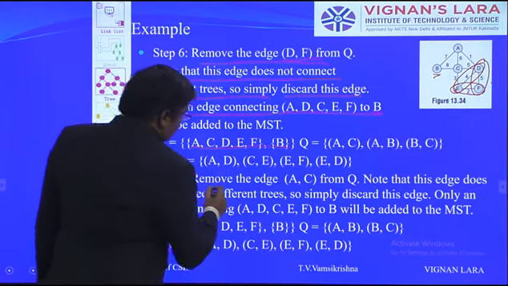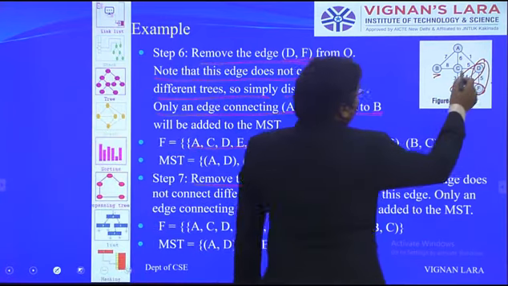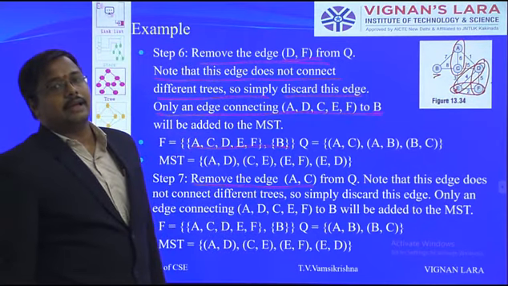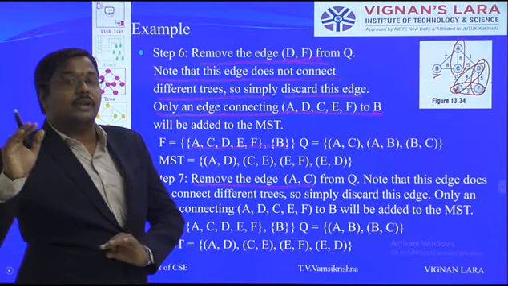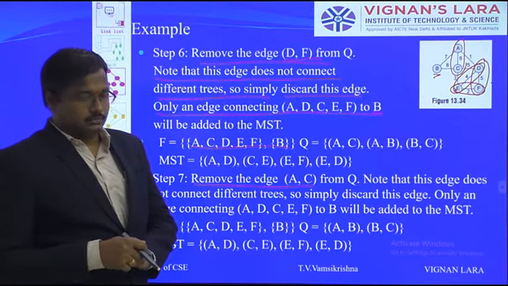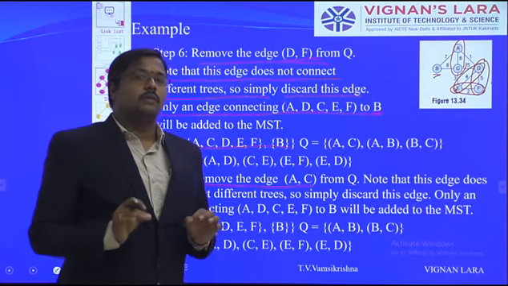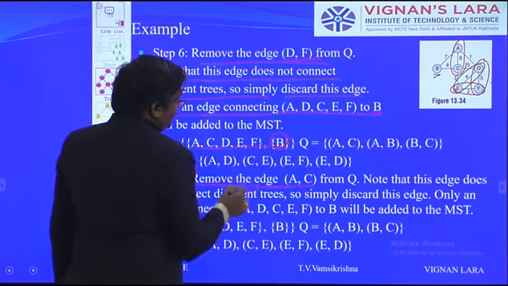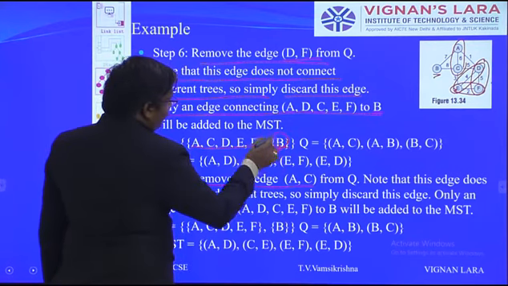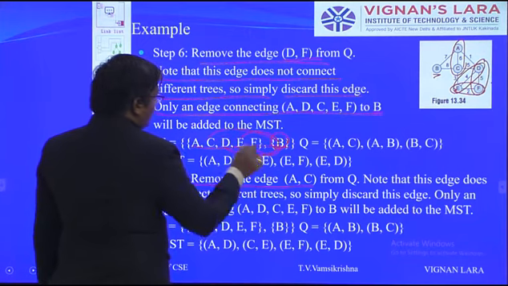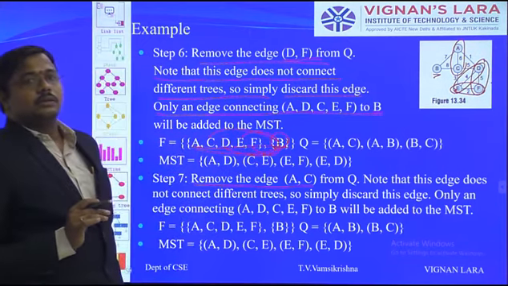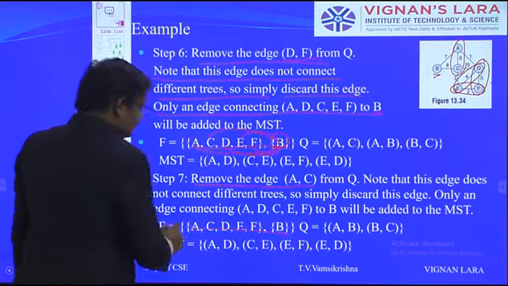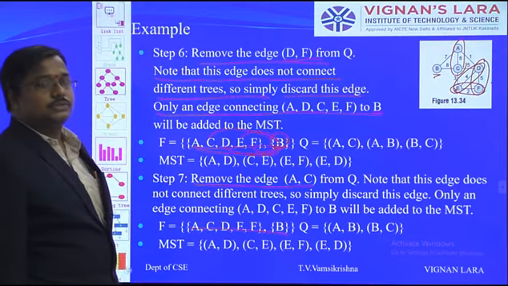Next minimum edge, A comma C. Whenever we are considering A comma C, again it doesn't form a new tree. Here a very simple observation is that we need to add the B vertex to this. B is the only one component. So we want to see either BF or BE or BD or BC or BA. So this is also simply discarded. So no change.